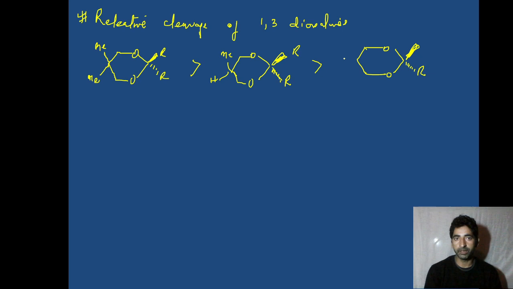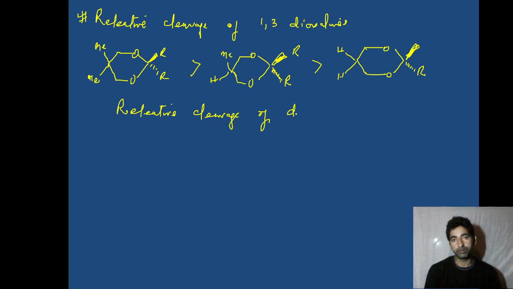This group is below the plane. So over here I have hydrogen and I have hydrogen. So this is the order of relative cleavage. So we can say relative cleavage is directly proportional to the steric hindrance. The relative cleavage of dioxanes is directly proportional to steric hindrance. So where there is more steric hindrance, the more easily it can be cleaved. So this was a very important point.